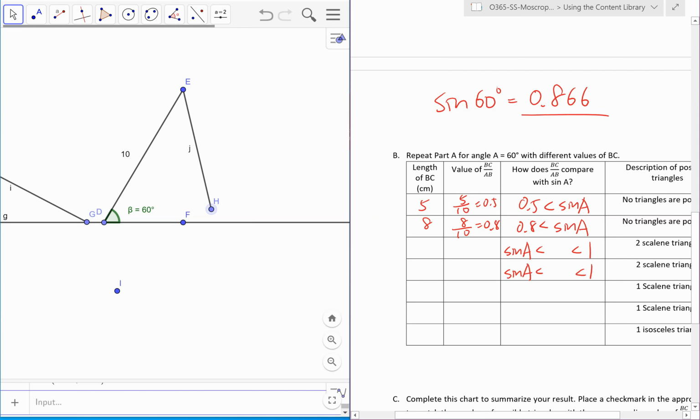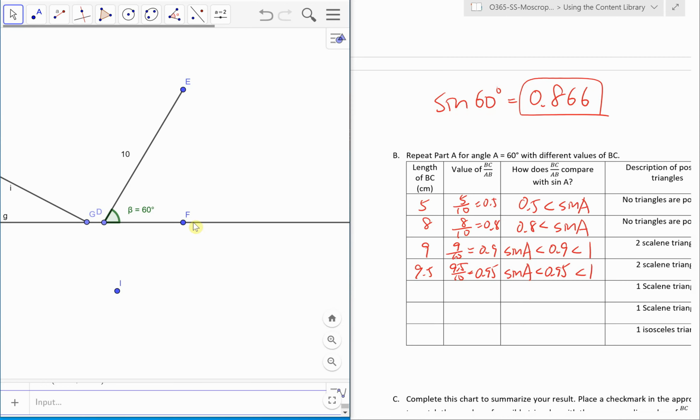So now we need to pick some side length. I know the ratio is 0.866. I know 9 out of 10 is 0.9, so that's definitely going to work, right? I don't know, we'll see. And let's just try 9.5 as well, because that is going to be 0.95, which again is in between sine of A and 1. So now let's test our hypothesis and see if it works.